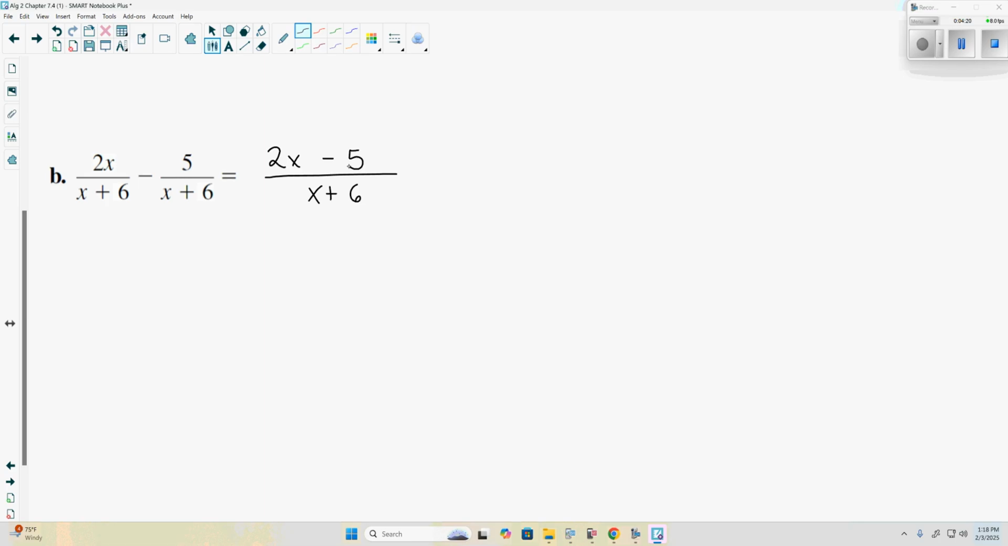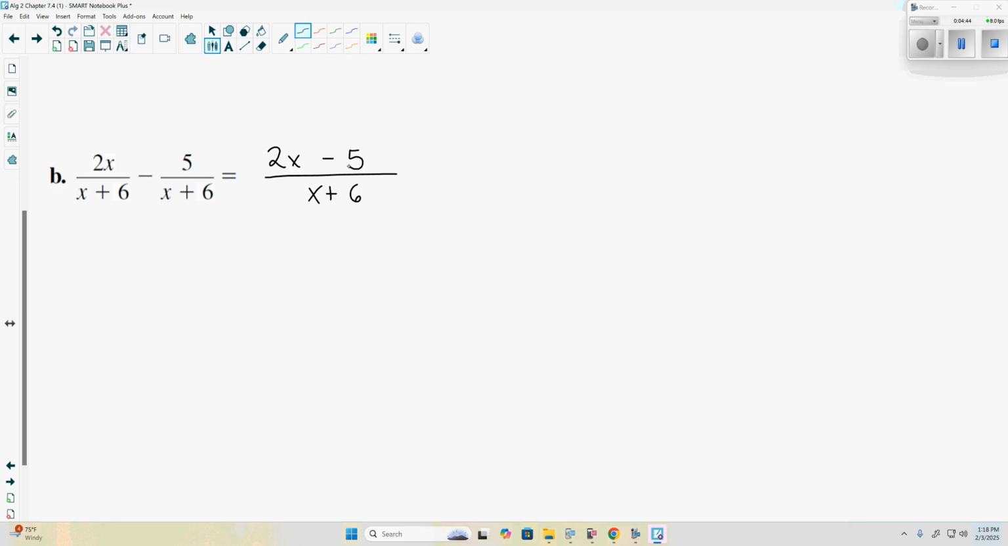2x and 5, are they like terms? No. So is there anything we can do with the top besides just saying 2x minus 5? No. Okay. Is there any way we could factor 2x minus 5? No, there's no greatest common factor. The degree is 1. The biggest exponent attached to the variable is 1. 2x minus 5 is as simplified as it gets.